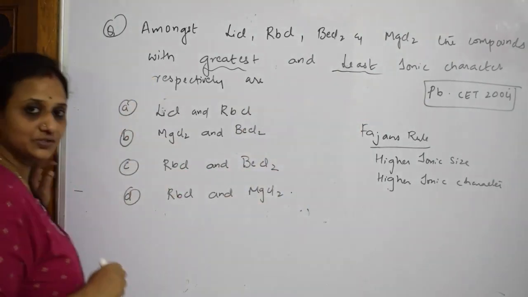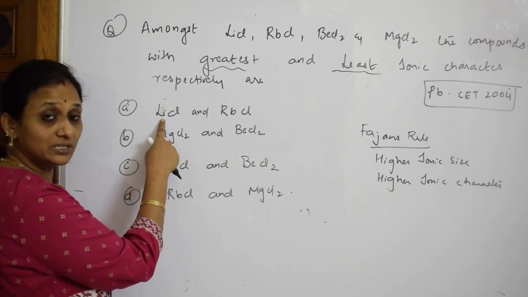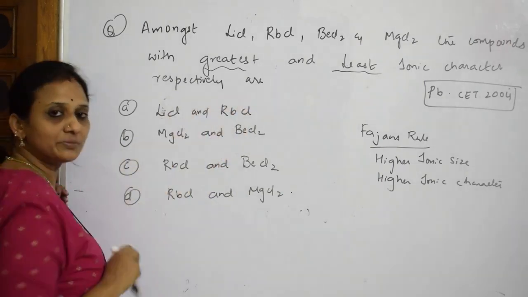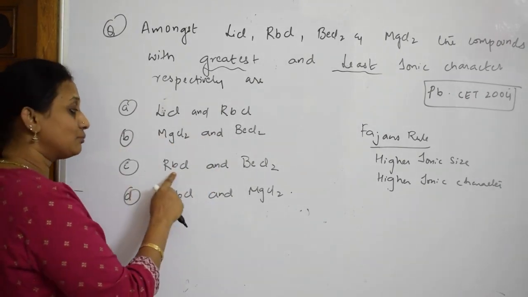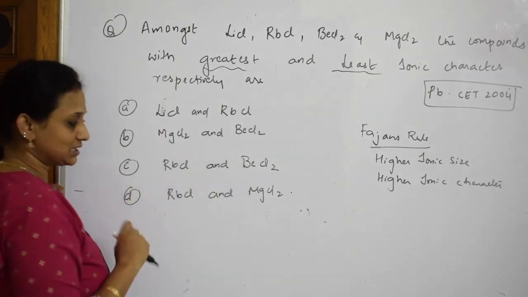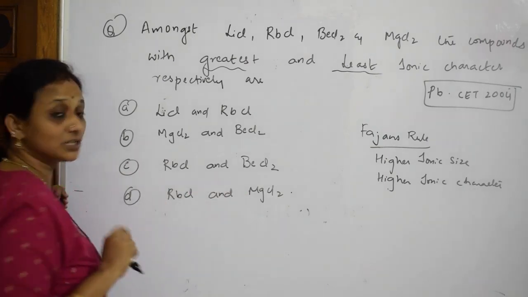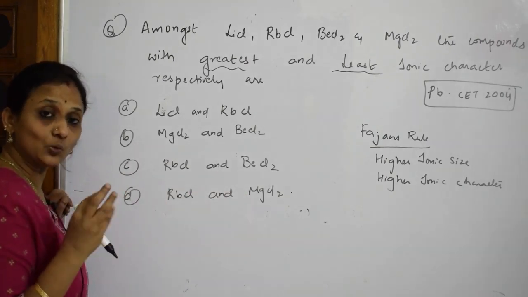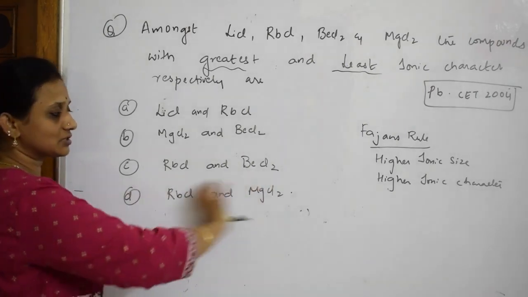Now I have combinations here. See here, lithium chloride is a covalent compound, isn't it? So this combination is ruled out. Now when I compare these two, I have one more combination, RbCl and BeCl2. Here I am ruling this out. Why? We already said they are covalent compounds, so this combination is ruled out.